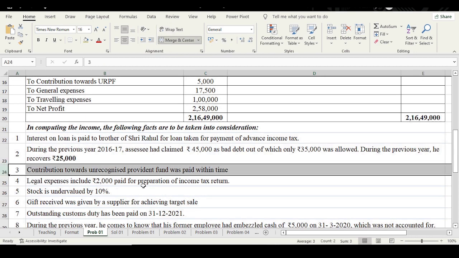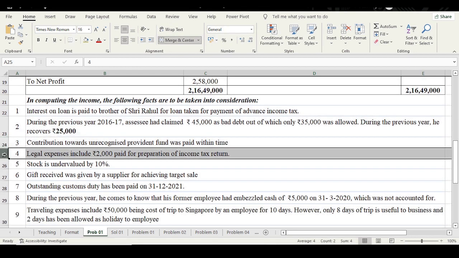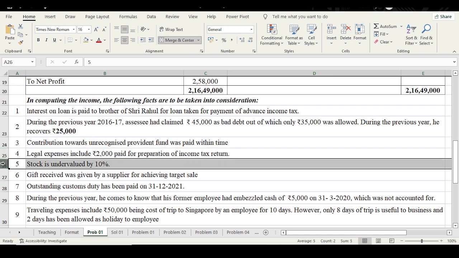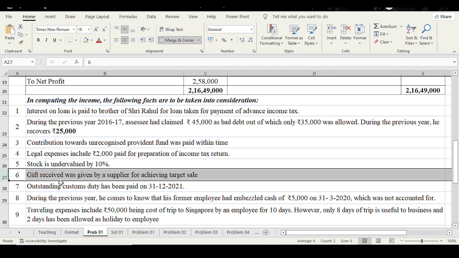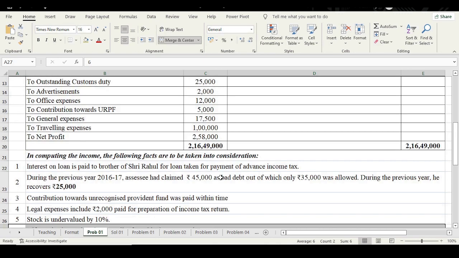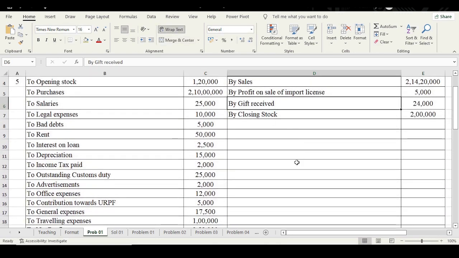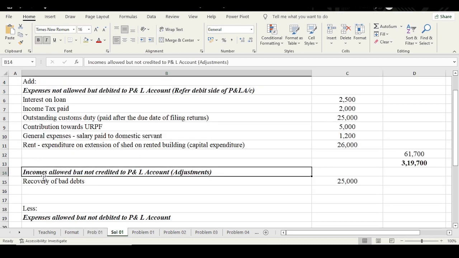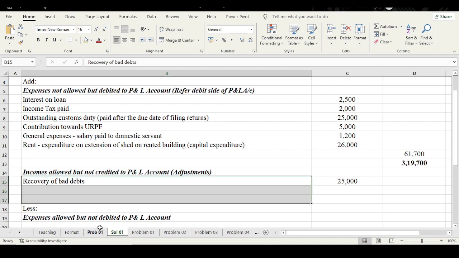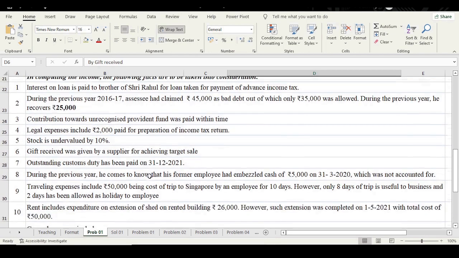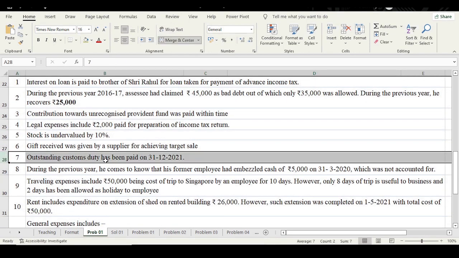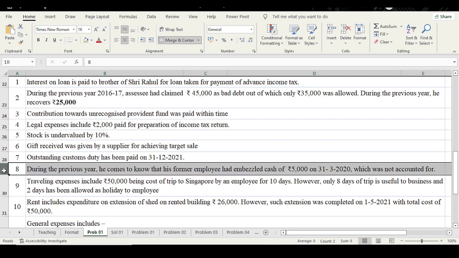Third is contribution towards unrecognized burden fund. Expense we have considered. Legal expenses considered. Stock we will take it a little later. Gift received was given by a supplier for achieving target sale. Anyways, this gift received is already entered on the credit side of P&L account. What are we looking for? Incomes allowed but not credited. So since it is already credited, it is not in the purview of this calculation. Okay. The next is outstanding customs duty. This is an expense, not an income.